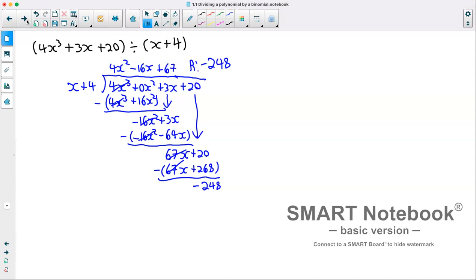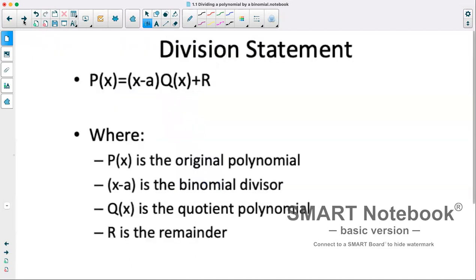So next we'll look at division statements, which is a way of writing out our answer. So a division statement takes the form P of x equals x minus a times q of x plus r, where this P of x is our original polynomial. x minus a is what we're dividing by. Q of x is the quotient that we're getting, and then we have plus our remainder. Essentially, we have what we're dividing by times our quotient plus our remainder, which should give us our original polynomial.